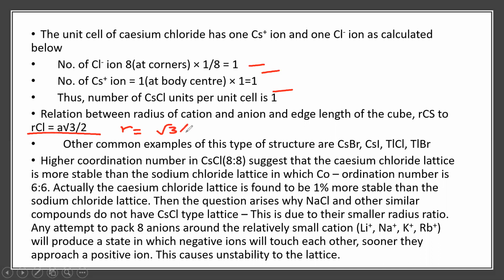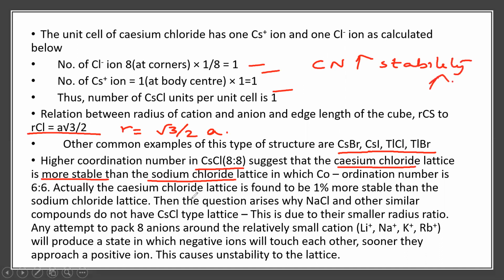Other common examples of this type of structure are cesium bromide, cesium iodide, thallium chloride, and thallium bromide. The higher coordination number in cesium chloride, 8:8, suggests that the cesium chloride lattice is more stable than the sodium chloride lattice. Very, very important point: if the coordination number is more, the stability of the lattice is also more.